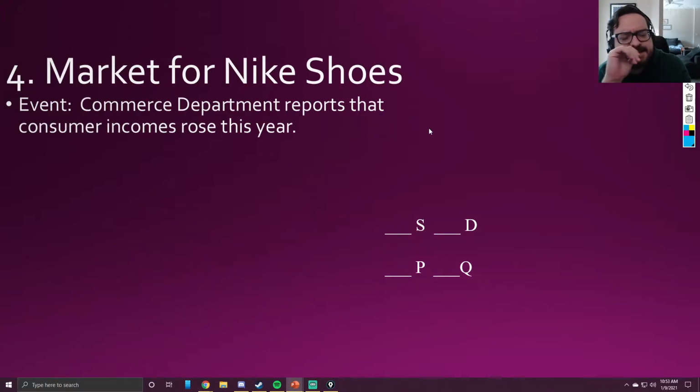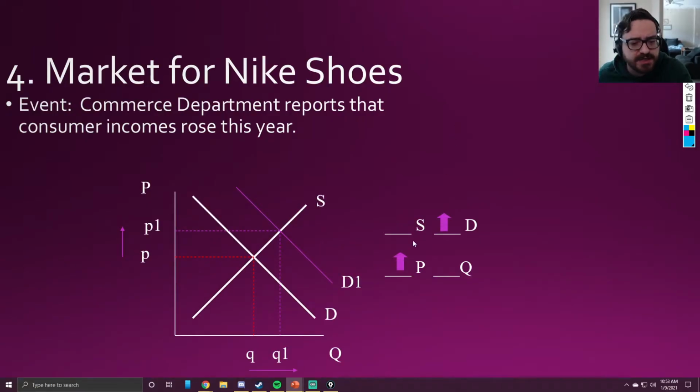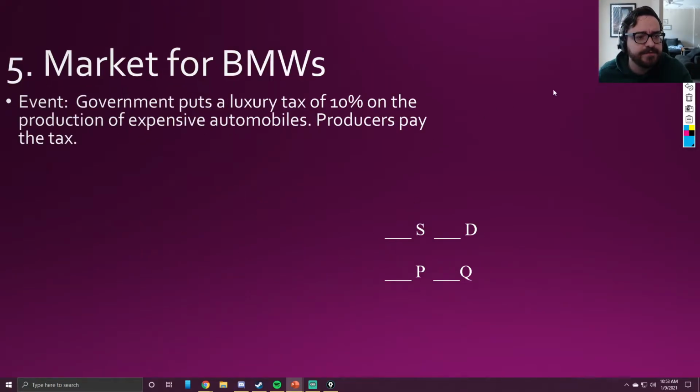Market for Nikes. Commerce Department reports that consumer incomes rose this year. Okay, consumer versus producer. Pause, think about it. Consumer, so it's demand. If people have more money, they're willing to buy more. They're going to be willing to buy more stuff, right? So demand goes up. Nike can start to charge more for their shoes, and they'll still sell more of them.